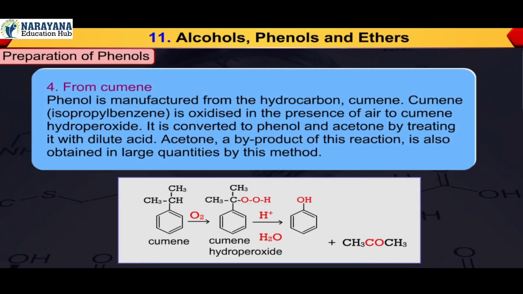Number 4. From cumene. Phenol is manufactured from the hydrocarbon cumene. Cumene, that is isopropylbenzene, is oxidized in the presence of air to cumene hydroperoxide. It is converted to phenol and acetone by treating it with dilute acid. Acetone, a byproduct of this reaction, is also obtained in large quantities by this method.